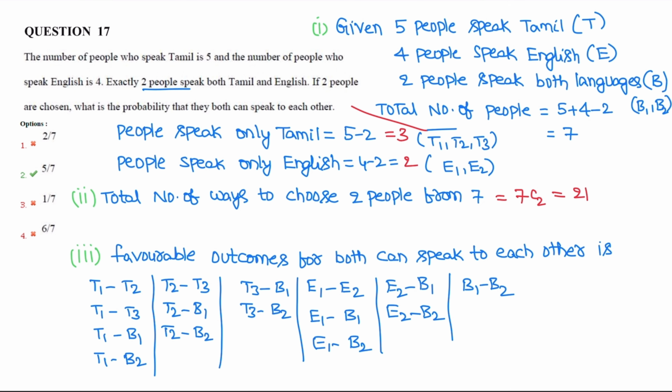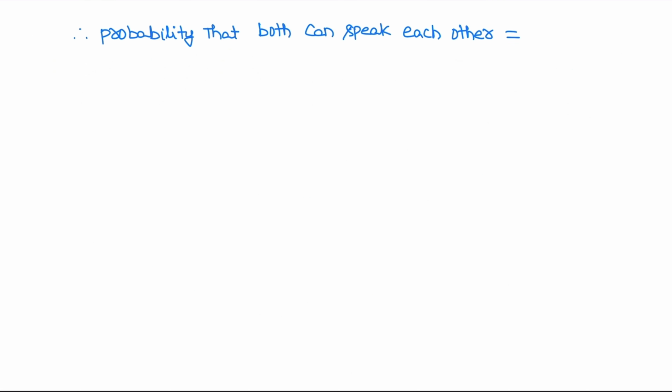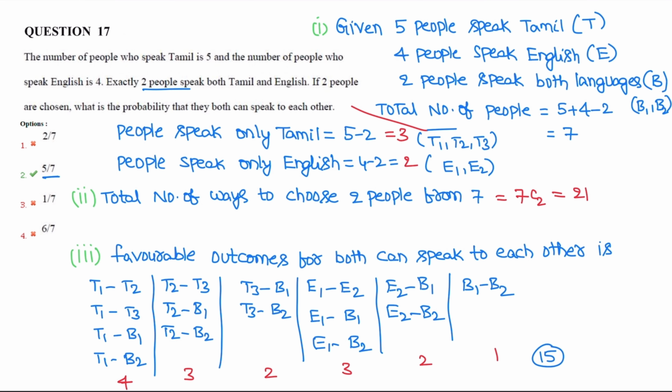That is 4, 3, 2, 3, 2, 1, 7. The total answer is 15. Now the probability that both can speak to each other is 15 by total possible outcomes 21, that is 5 by 7. The correct answer is option 2, 5 by 7.